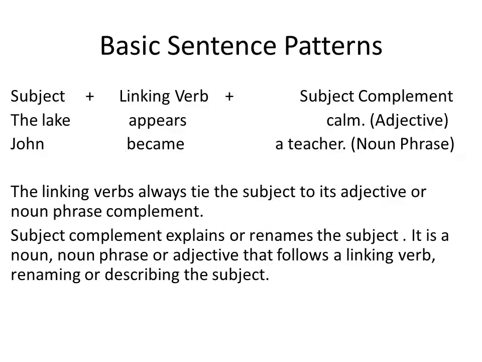Let's see a few more examples. First, the lake appears calm. Here the lake is the subject, appears is the linking verb, and calm is the subject complement, which is an adjective here. Second example, John became a teacher. Here John is the subject, became is the linking verb, and a teacher is the subject complement, which is a noun phrase.